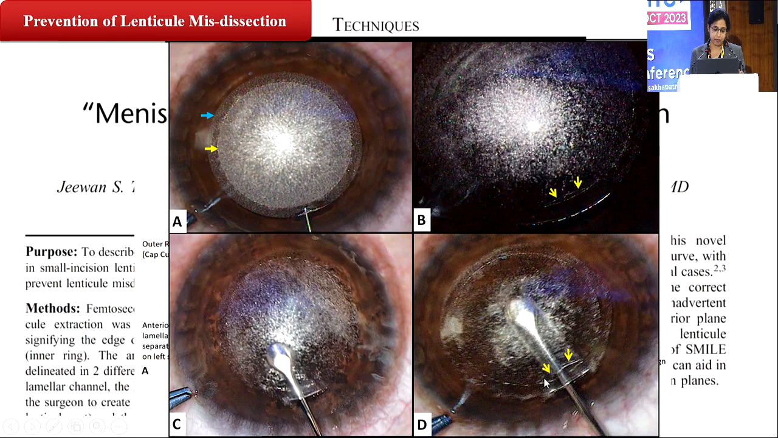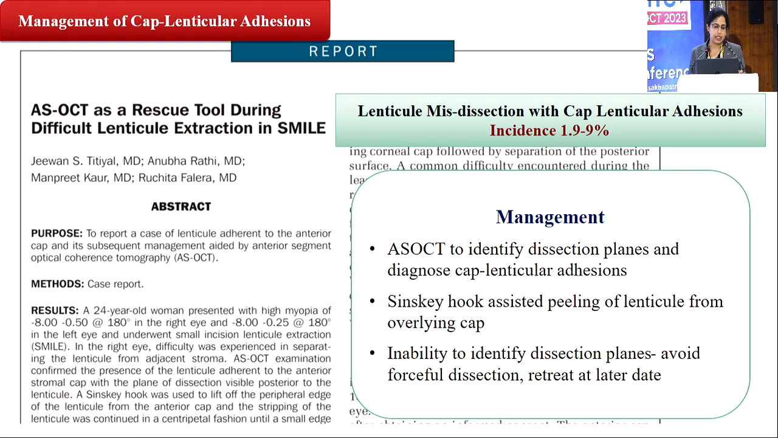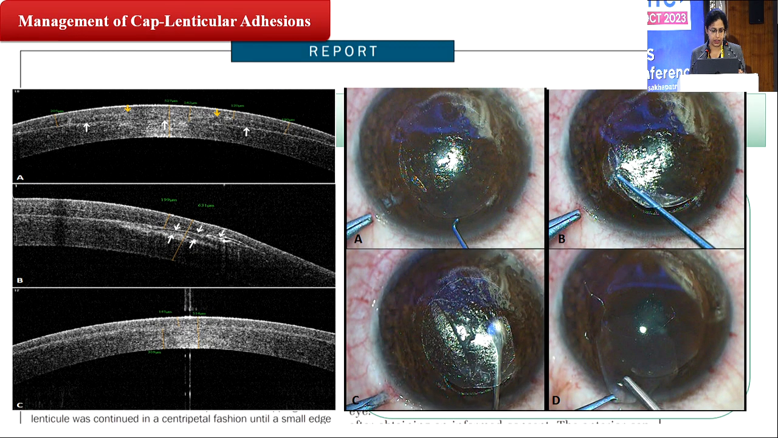Prevention of course is better than cure, but cap lenticular adhesion is going to be inevitable when you are doing SMILE. You will end up with a cap lenticular adhesion sooner or later. ASOCT initially can help identify the dissection planes and diagnose cap lenticular adhesion, and then a Sinskey hook or any instrument, the reverse side of the dissector, can be used to gently nudge off the lenticule from the overlying cap, find the anterior plane, and then dissect, do a lenticular excision, or just peel it off from the overlying cap. With experience we have found that it's easier to manage.